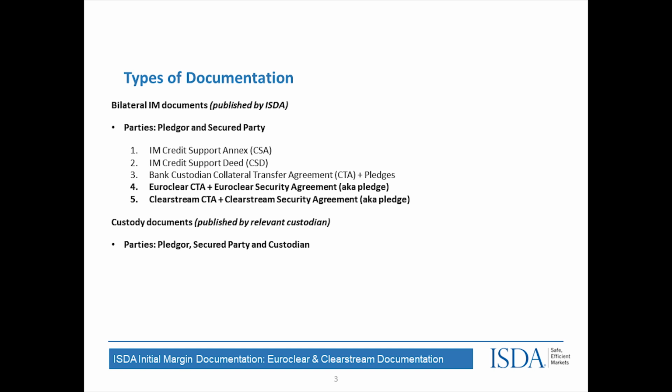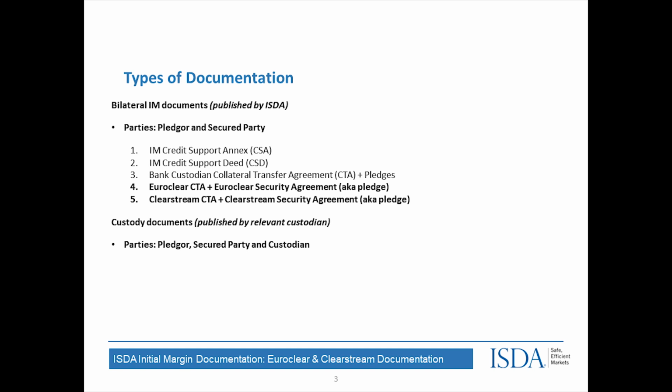Now, there are separate webinars on the first 3 packages here. So that's the IM CSA, the New York document, the English CSD, the bank CTA and associated pledges. But what we're interested in here is the last 2 on this slide in bold, i.e. the Euroclear CTA plus the Belgian pledge and the Clearstream CTA plus the Luxembourg pledge. Now, Paul will shortly get into the detail of these in the next slide, including how they've evolved over time, because by now there are actually numerous vintages of each.